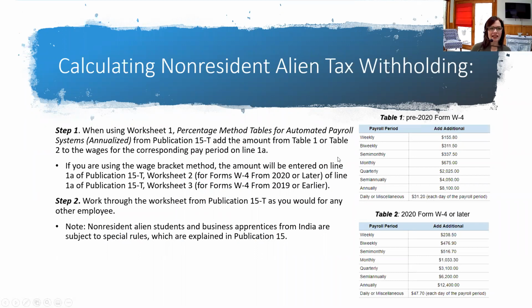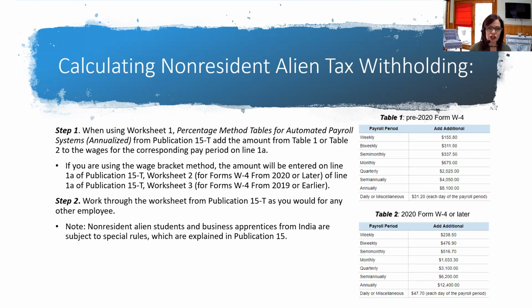Calculating non-resident alien tax withholding. Non-resident aliens have to claim additional income just for taxation purposes. They do not get paid this money and it does not get reported anywhere, but you have to include it in their taxation because they cannot claim any exemptions. If you did not do this additional adjustment, they would likely not have enough money withheld from their check for what their liabilities are.